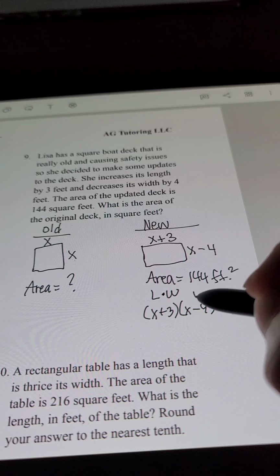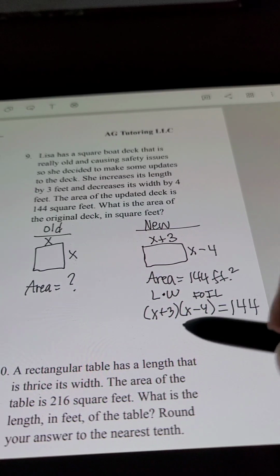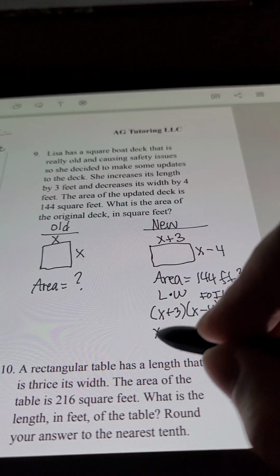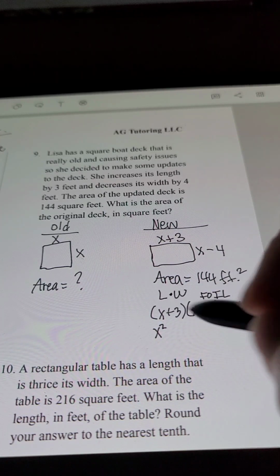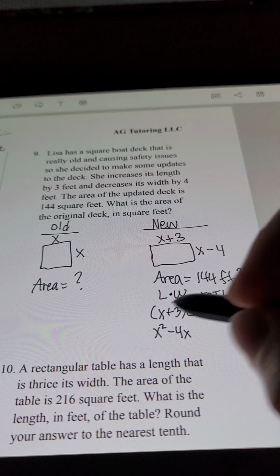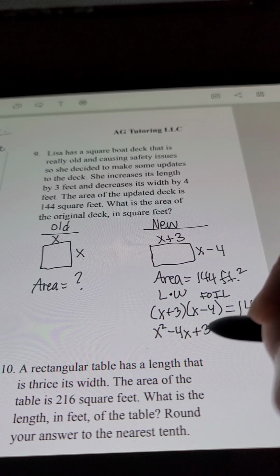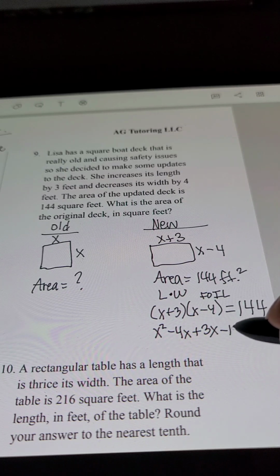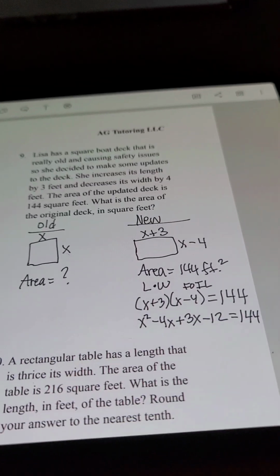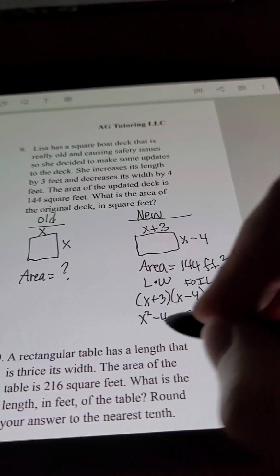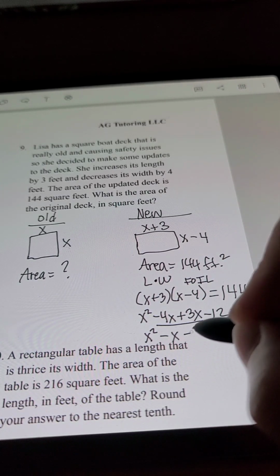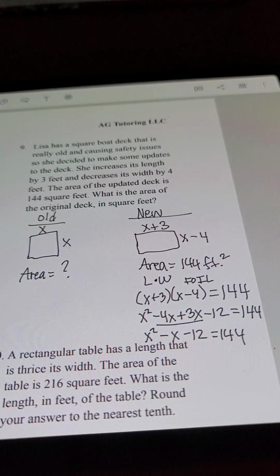And then now I just have to FOIL this out and solve for x. So FOIL, F stands for multiply the first things, x times x to get x squared. O stands for multiply the outer, so negative 4 times x, negative 4x. I stands for multiply the inner, so 3 times x, 3x. L stands for multiply the last thing, so 3 times negative 4, which is going to give you negative 12, and that equals 144. So now I'm going to combine my like terms here to get negative x, so then it's just x squared minus x minus 12 is equal to 144.